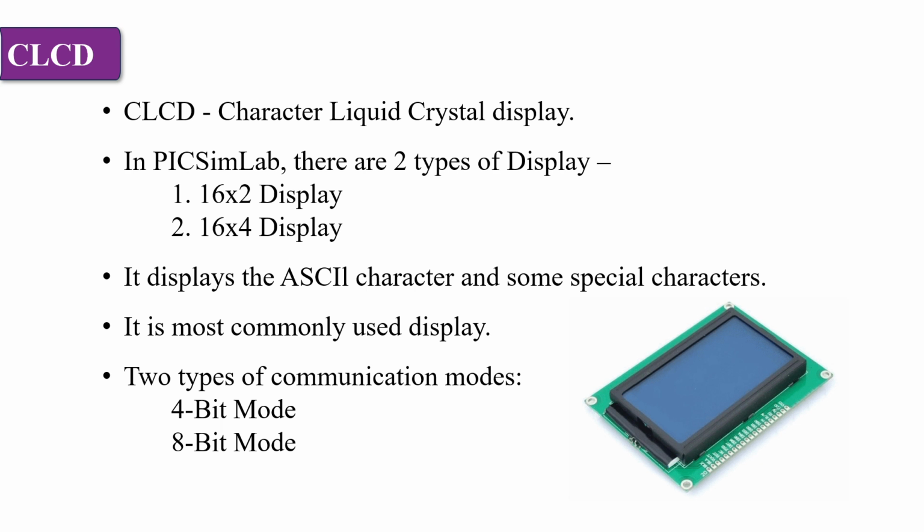First of all, here is the CLCD. CLCD is a character liquid crystal display. In PICSimLab, there are two types of display: 16x2 and 16x4. The 16x2 has 16 columns and 2 rows to display, and the 16x4 has 16 columns and 4 rows. It displays ASCII characters and some special characters too. It is the most commonly used display in our world. It has two communication modes, 4-bit mode and 8-bit mode. Basically, we are using 8-bit mode.